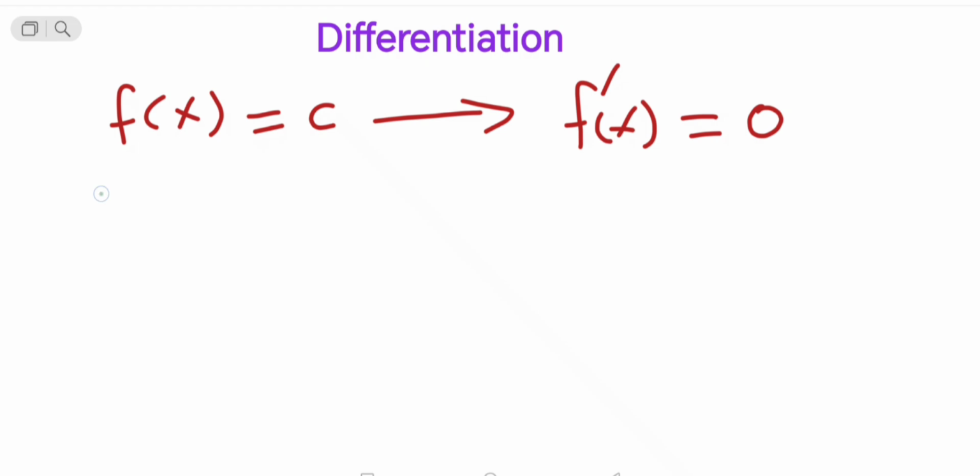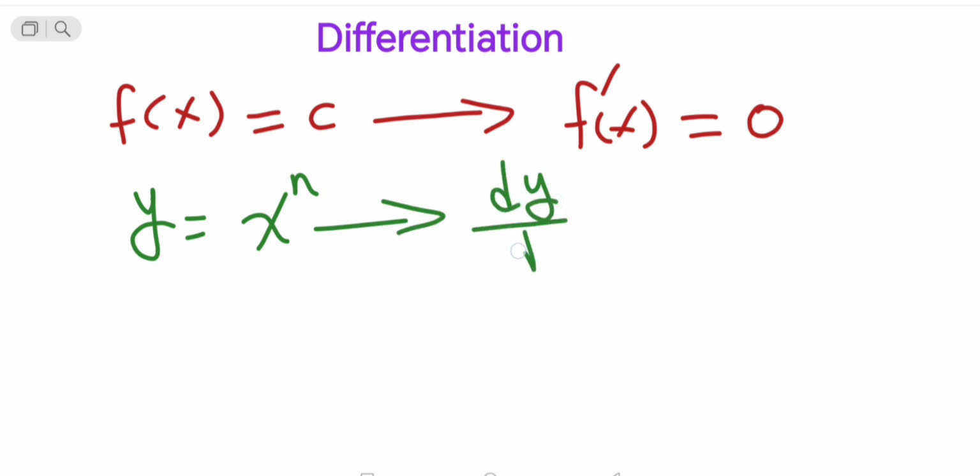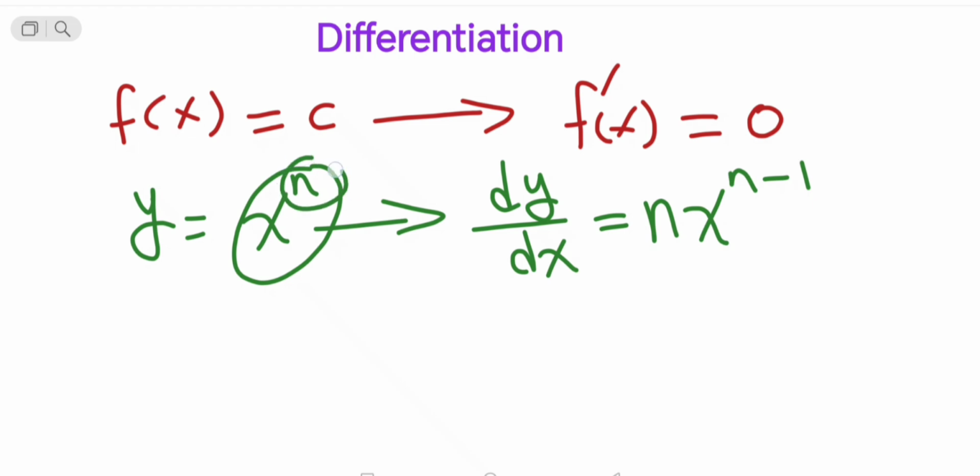Then there is the formula y equal to x power n. What is n? It can be any number. The derivative of this is dy over dx equal to: the power will multiply with the coefficient, and the coefficient is 1, so n multiplied by 1 is n, and we subtract 1 from the power, n minus 1. This is the rule. Whenever you see x, the power will multiply with the coefficient and we subtract 1 from the power.